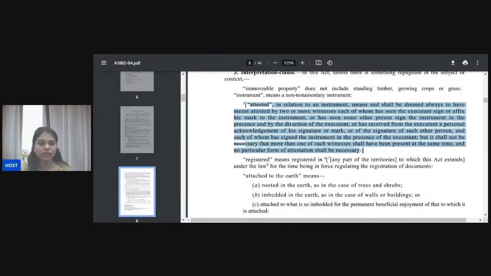So it shouldn't be that the executant signs and we come later and sign. No, we have to see that the executant himself has signed. We should be present at the time when the executant is signing the document.